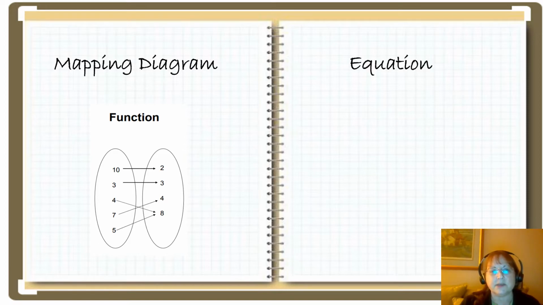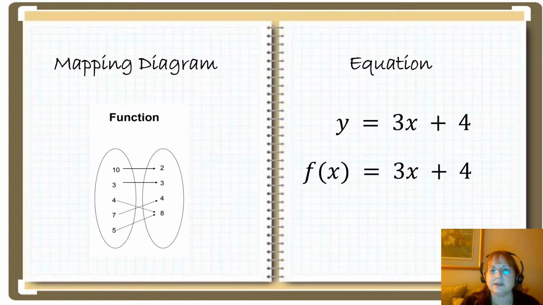Another way to look at a function is through the use of an equation. You've seen equations such as y equals 3x plus 4. Another way to look at a function is f of x equals 3x plus 4. F of x is just the output of the function, or the function of x. The f, parentheses, x, end parentheses, is read f of x.